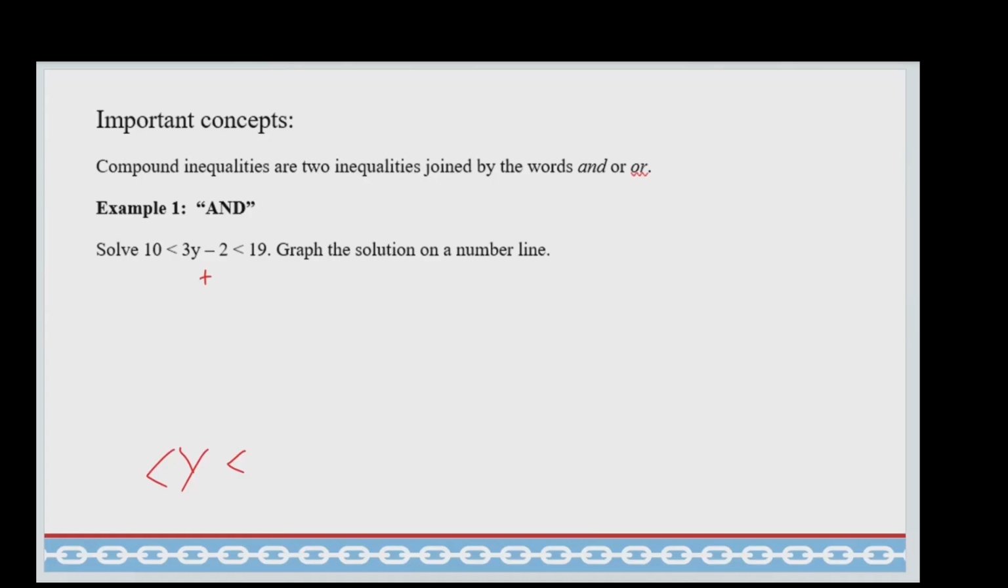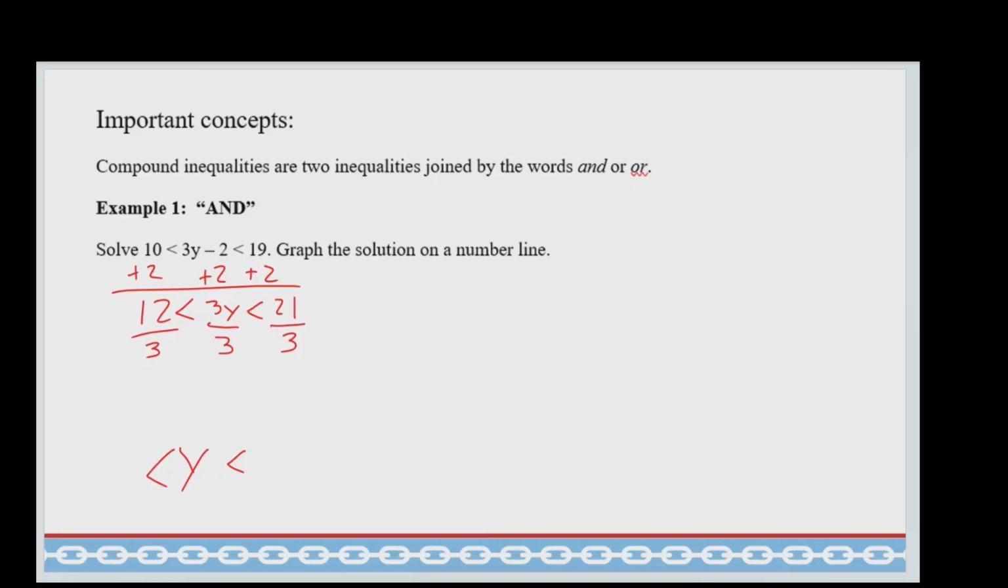I'm going to start by adding away this 2. So I get 12 less than 3y, which is less than 21, because 10 plus 2 is 12, and 19 plus 2 is 21. Here, I have this 3y in the middle, so I am going to divide away the 3 from all 3 terms.